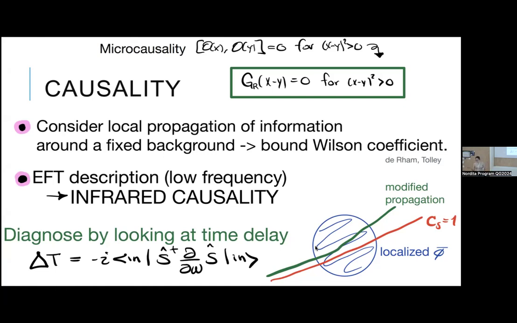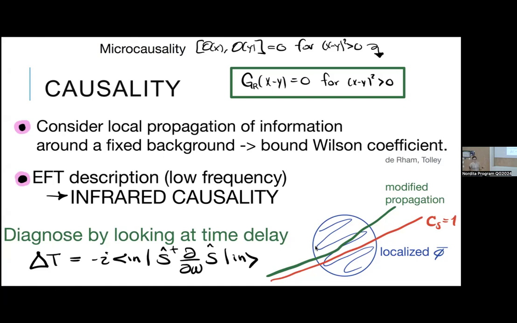So these are ideas that were developed a few years ago by Claudia de Rham and Andrew Tolley, but they were just bounding the leading order Wilson coefficient because, as you would expect in an effective field theory, higher and higher orders are suppressed in the EFT. So what I will show you today is how you can actually get bounds on these higher order Wilson coefficients that are naively suppressed. I'm always going to be working with an EFT description at low frequencies, which is why I'm calling it infrared causality.